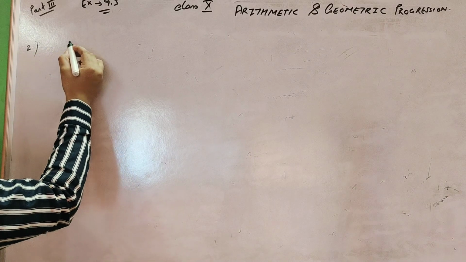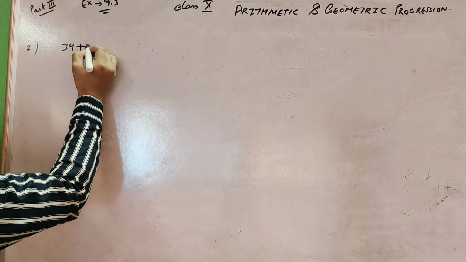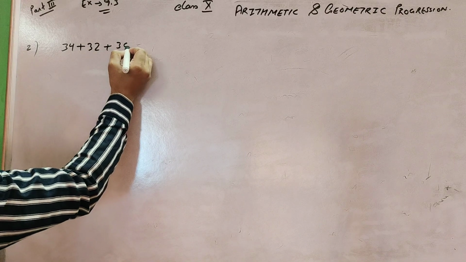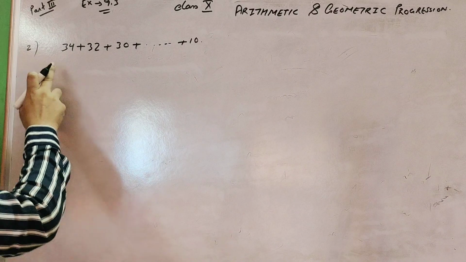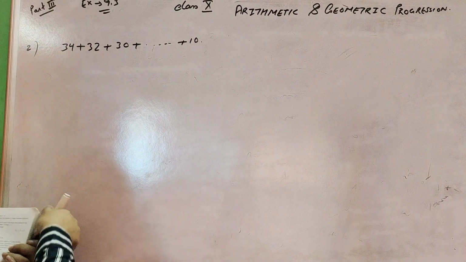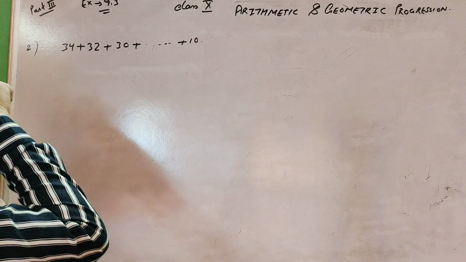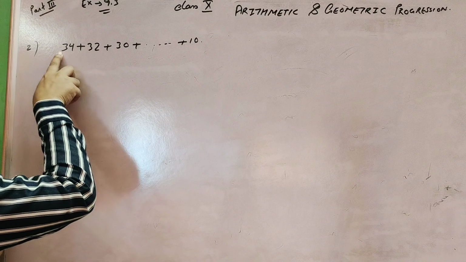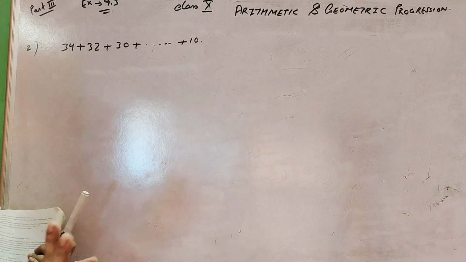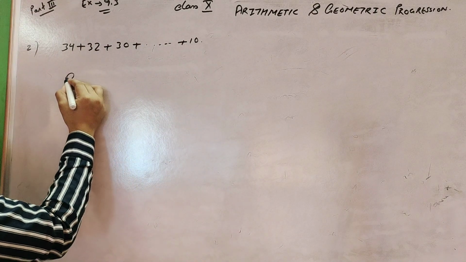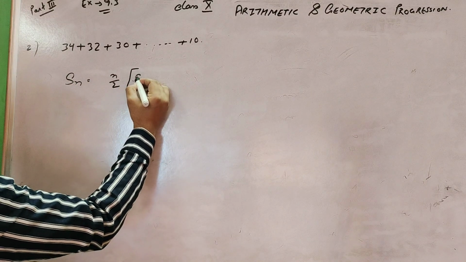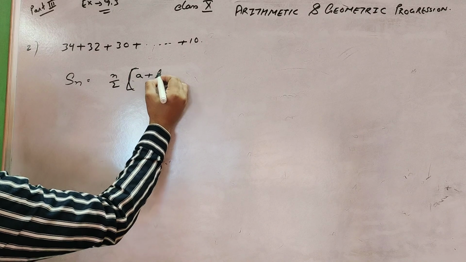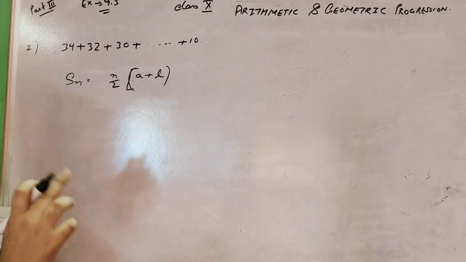Question number 2 is 34 plus 32 plus 30 plus ... plus 10. Find the sum of this AP. You see the first term is given, and the last term is also given. So we know the sum formula when the last term is given: n upon 2 bracket a plus l, that is first term plus last term.